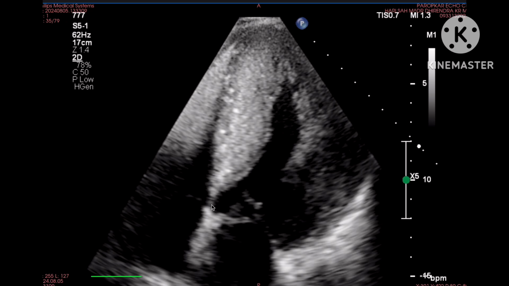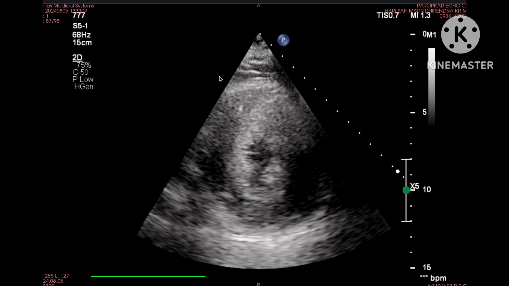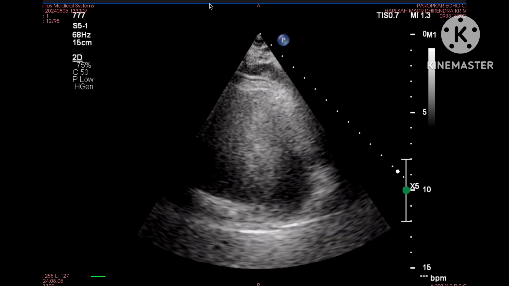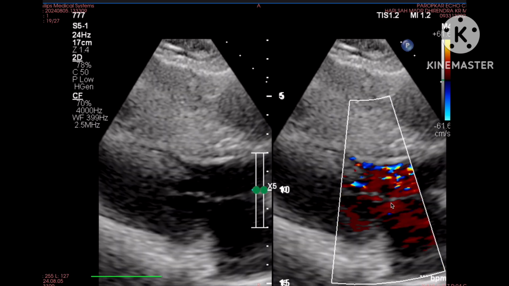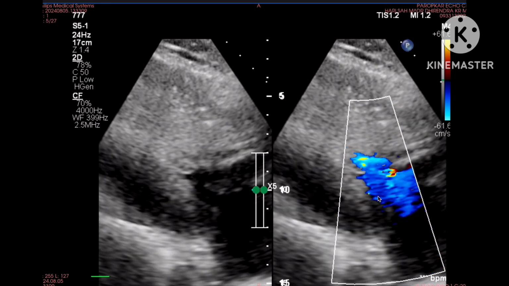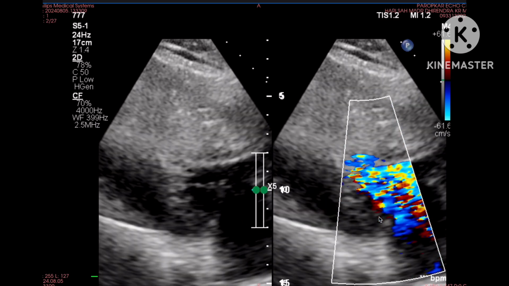You see the thickness of the interventricular septum in this basal zone, very thin, and here the very thick interventricular septum. So eccentric. At the same time, subaortic flow obstruction and mitral regurgitation.